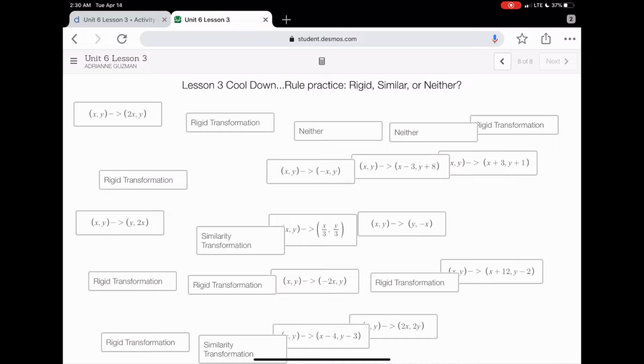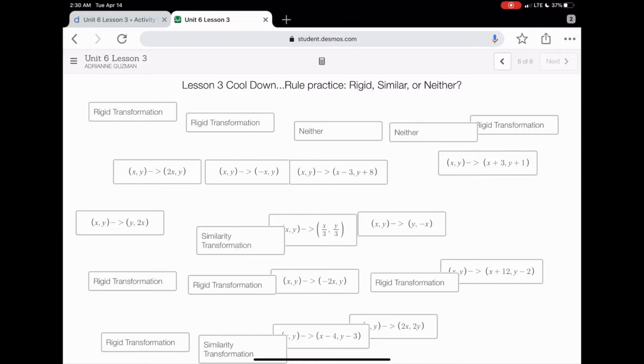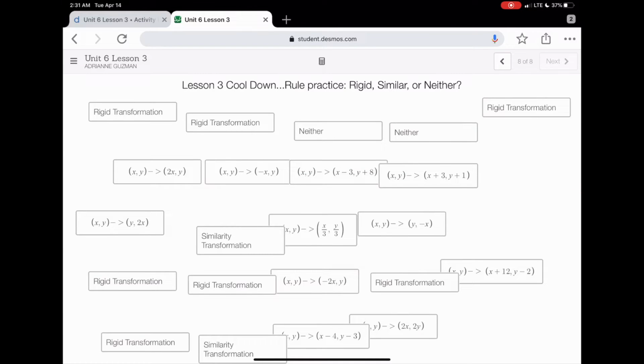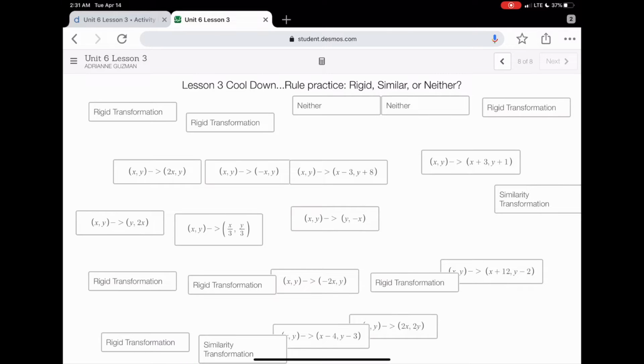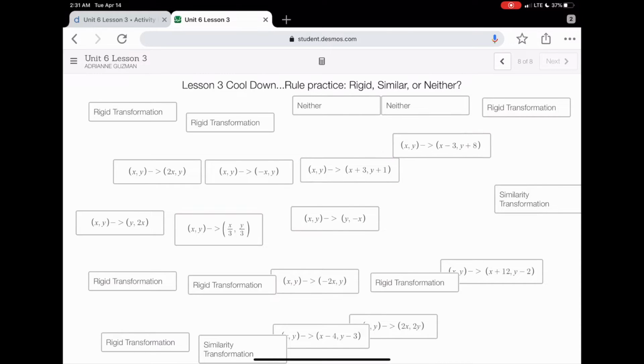But now it's asking this. It says the cool down, rule practice: rigid, similar, or neither. So what I want to know is, are these rules here? Again, you can move these around to better organize it if you like. I might put the rules together and these words separate. Oops, accidentally matched stuff.